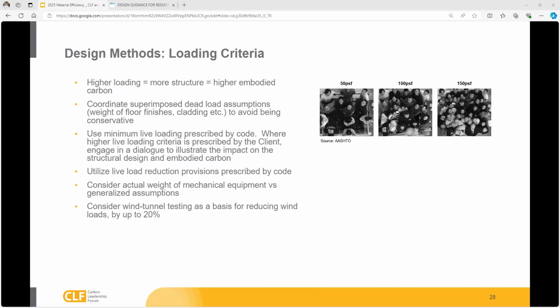Live load reduction, utilize it. It's there for a reason. The probability of multiple floors being loaded goes down and down as tributary area increases. So make sure to use those provisions. Skipping around, but coordinate your superimposed dead load assumptions. If you're making assumptions, be sure to coordinate those with the actual design to avoid being conservative. And then some other recommendations here.